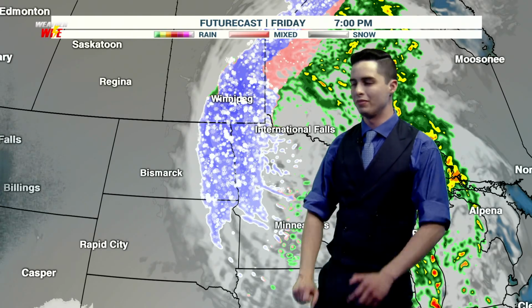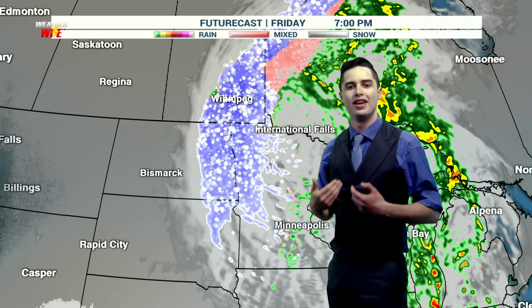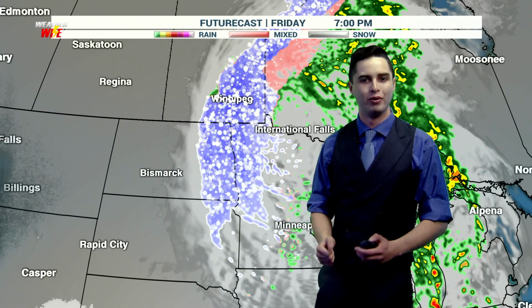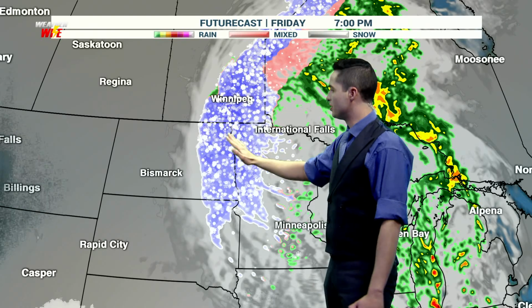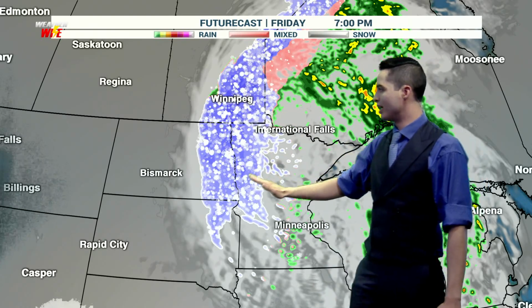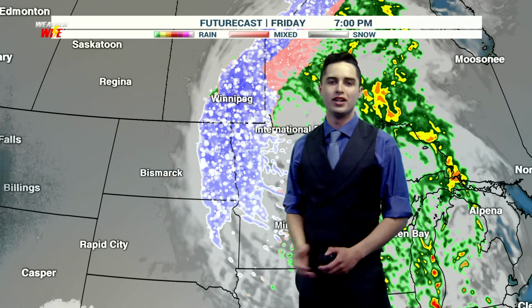I'm not saying there's blizzard conditions possible, which is a very important point to make, is that blizzard conditions are based off of wind criteria and visibility standards, not how much snow is falling at one period of time. So there is definitely the potential for low visibility over the next couple of days across the northern tier. Really not a great place to have to go to work over the next couple of days for sure.